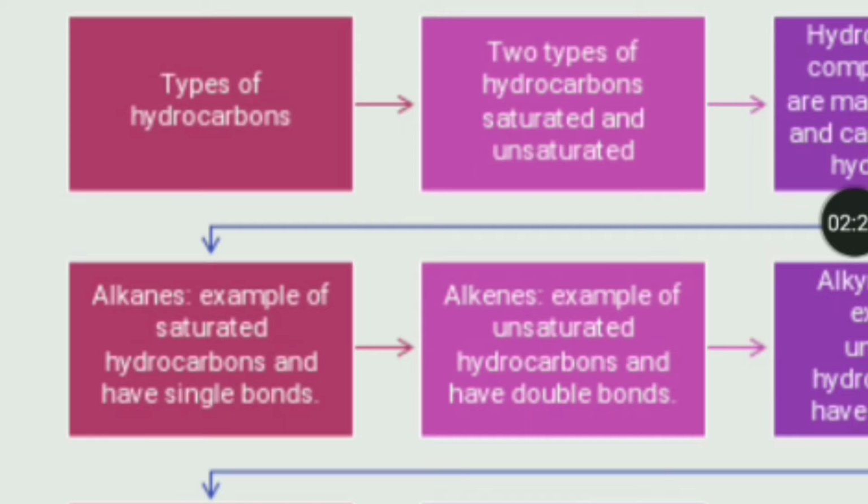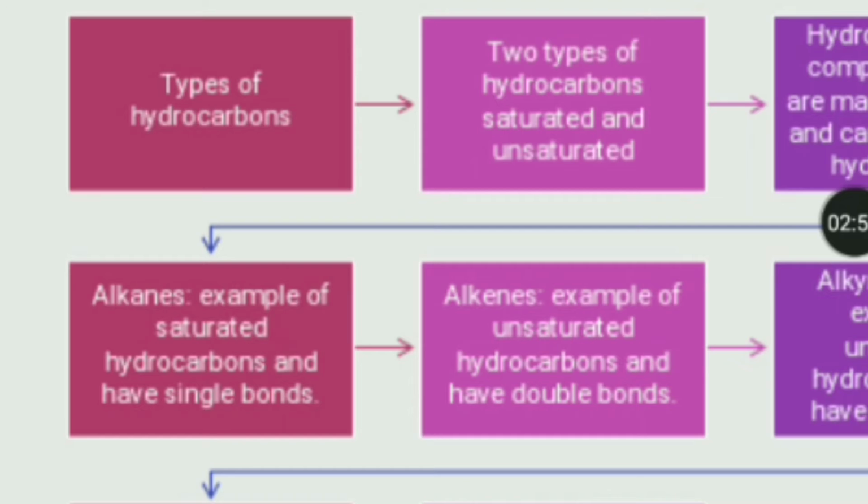After that, the question arises: how many types of hydrocarbons are there? There are two types of hydrocarbons, saturated hydrocarbons and unsaturated hydrocarbons. The definition of saturated hydrocarbons: the hydrocarbons which have single bonds are called saturated hydrocarbons. The definition of unsaturated hydrocarbons: the hydrocarbons which have double or triple bonds are called unsaturated hydrocarbons.